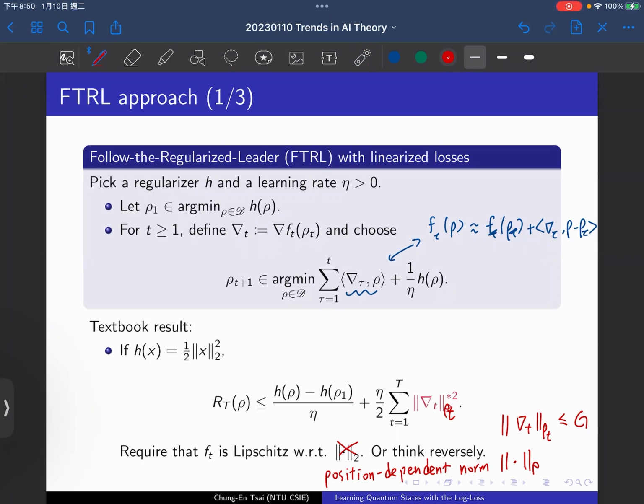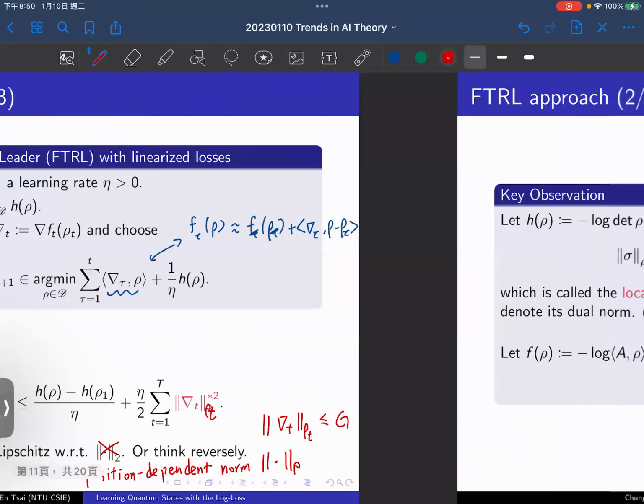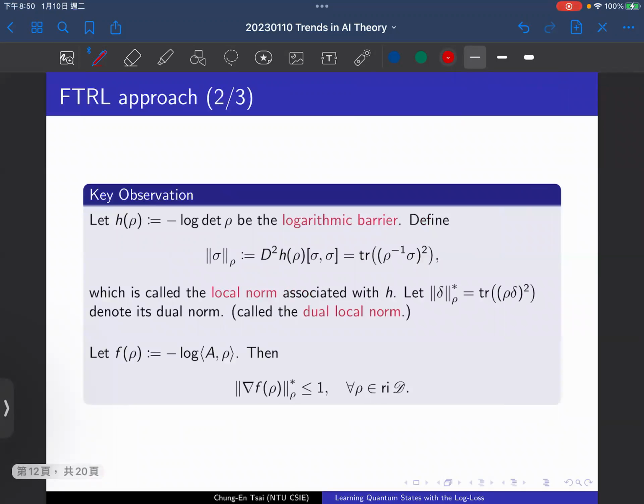Since f_t is not Lipschitz with respect to any fixed norm, we may try to find a position-dependent norm such that f_t is Lipschitz with respect to the norm, and derive a regret bound associated with the norm. Okay, so let's see the precise statement. So this is the key observation.